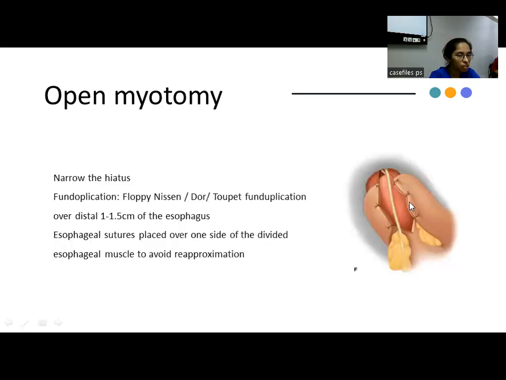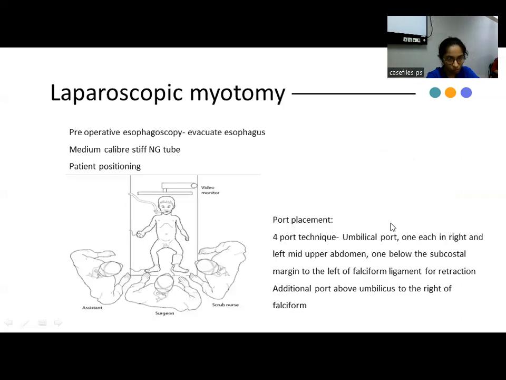After that, we have to narrow the hiatus, and fundoplication has to be done. In patients with the open myotomy, we can consider a floppy Nissen fundoplication, or a Dor or Toupet fundoplication can be done over the distal 1 to 1.5 centimeter of the esophagus, and the esophageal sutures are placed over one side of the divided esophageal muscle to avoid reapproximation, as can be seen in this picture.